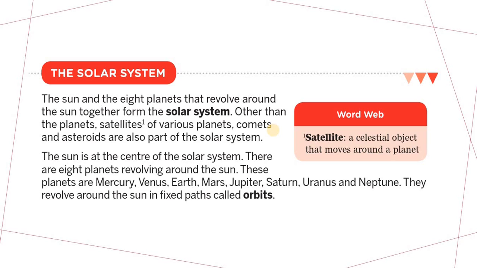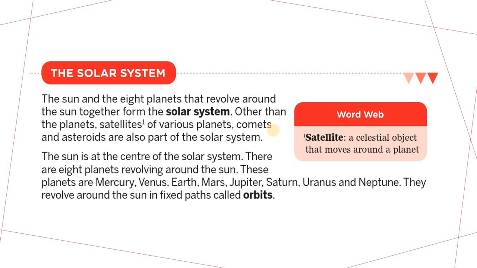Then there are asteroids. Asteroids are chunks of rocks which are just floating around in space. They don't have a specific orbit in which they move around the sun. They are floating chunks of rocks in the space. They are called the asteroids.